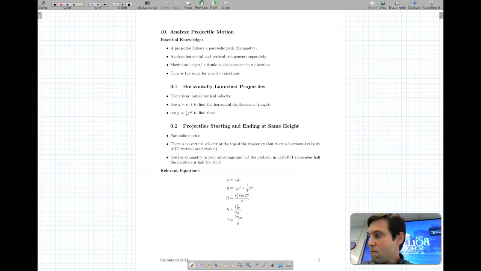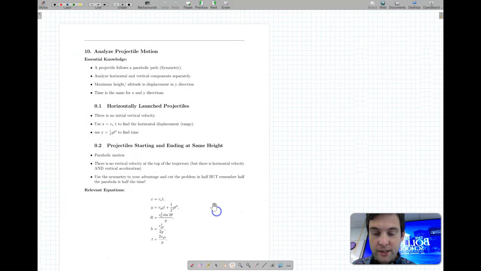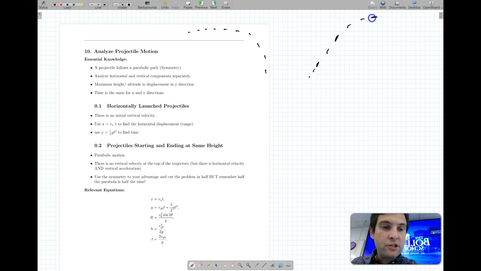Projectile motion. Projectiles follow a parabolic path. There's two main projectile types that we are going to be working with. The first is a horizontally launched projectile, and the second is where we're launched at some height and then come back perhaps at that same height. And the two trajectories look like that.